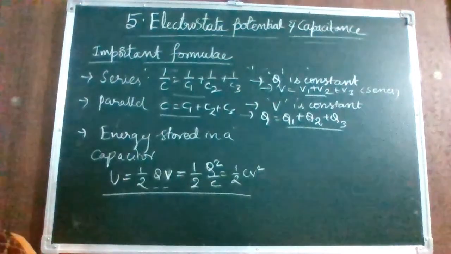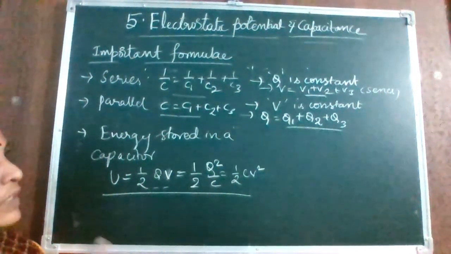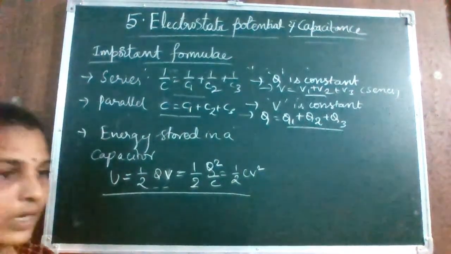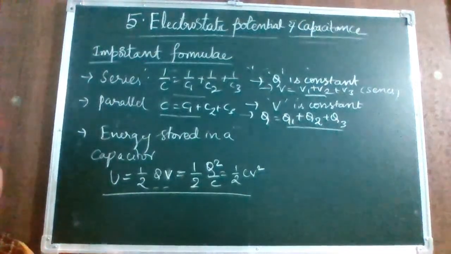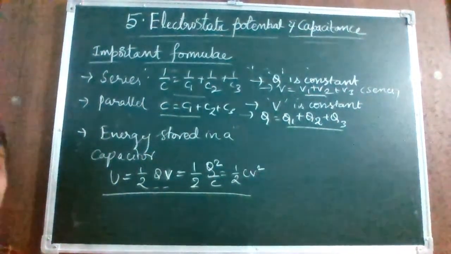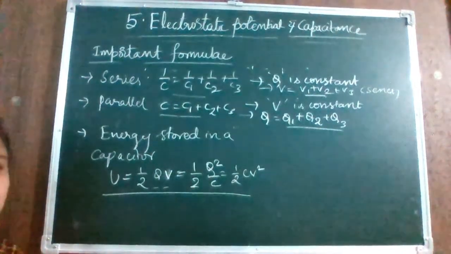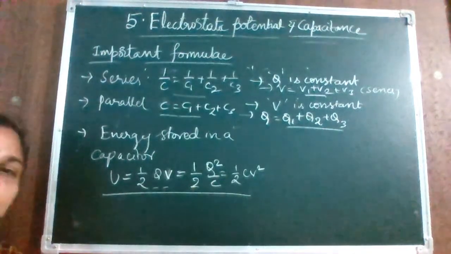Okay? And these are the formulas. You have to remember the formulas without any confusion for the electric field intensity and also for the potential. The formulas will be nearly equal. For example, E is equal to 1 by 4 pi epsilon naught into Q by R square. For the potential, 1 by 4 pi epsilon naught into Q by R.